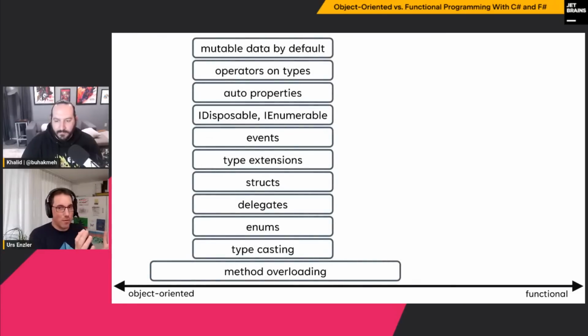Then we can go further into the object-oriented space now. And there are things like mutable data by default. I have talked about that. Operators on types, auto properties, disposable, and on and on and on. I think these are all things you know if you have ever written something in C#.